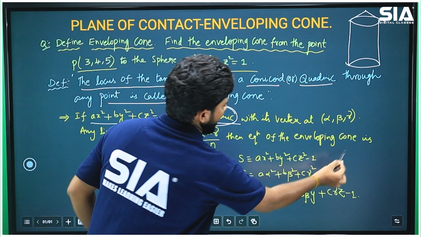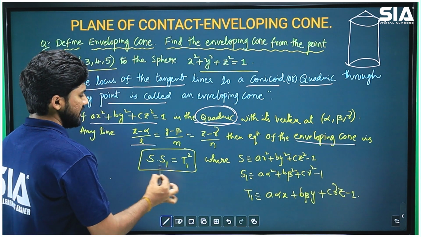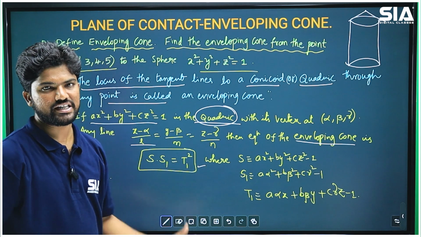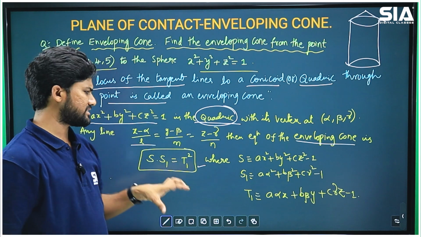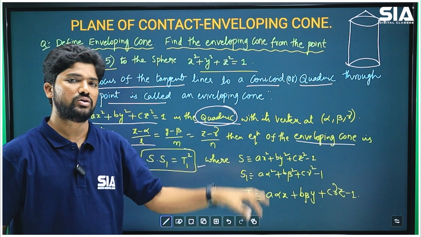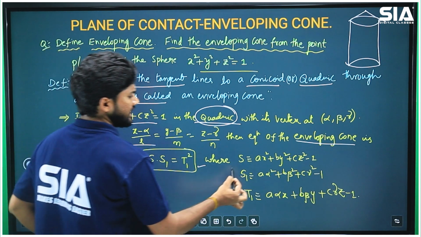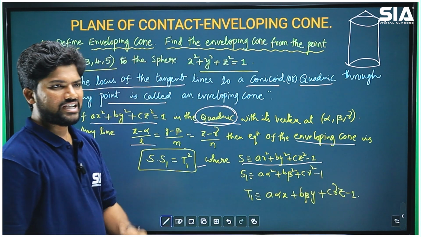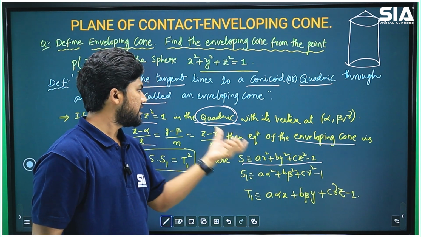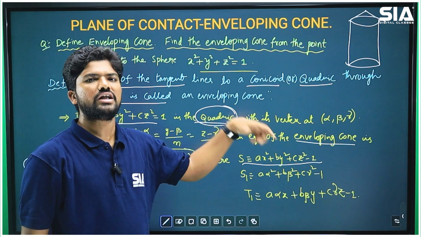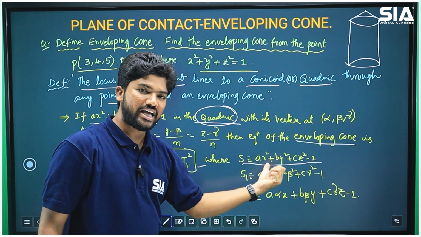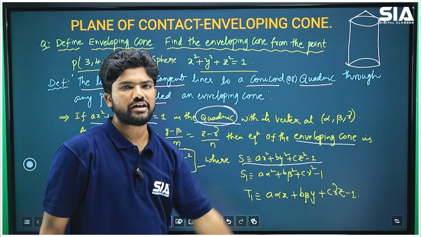Then the equation of the enveloping cone is given by S into S1 equal to T1 square. In the second unit also we discussed the same thing: the enveloping cone equation, S S1 is equal to T1 whole square. What is capital S? Capital S is the equation of the given quadric in standard form. Capital S is congruent to the given quadric equation, either a sphere, paraboloid, ellipsoid or whatever it may be. You have to take it with capital S: ax square plus by square plus cz square minus 1.